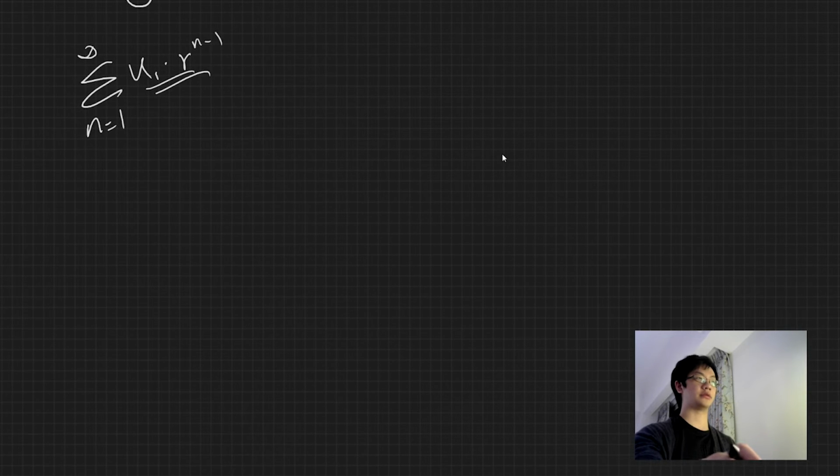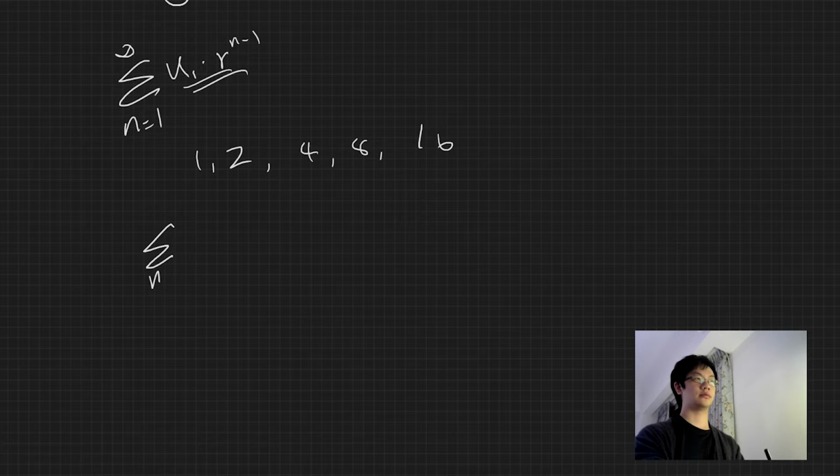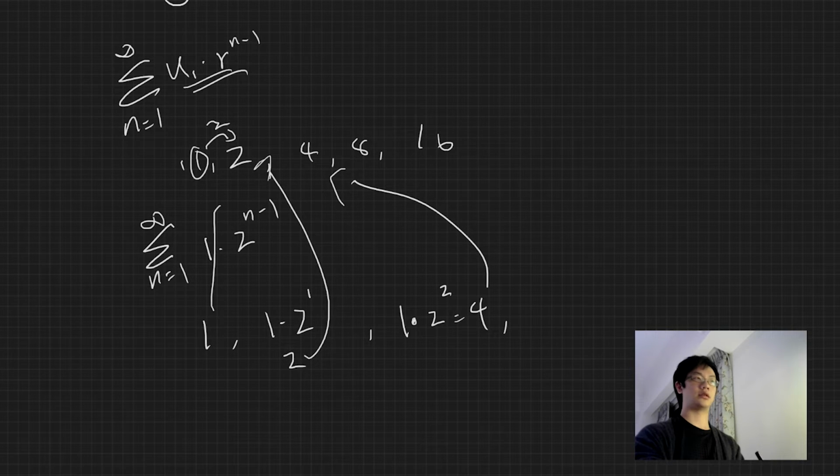Okay, so I'll give you an example. Let's say we have, again, 1, 2, 4, 8, 16. So this will be the sum from n equals 1 to infinity. My common ratio is 2, my initial term is 1, so I just write 1 times 2 to the n minus 1. My first term will be 1. My second term will be 1 times 2 to the 1, so that's 2. Third term is 1 times 2 squared, that's 4. So that matches. These are all notation-wise.